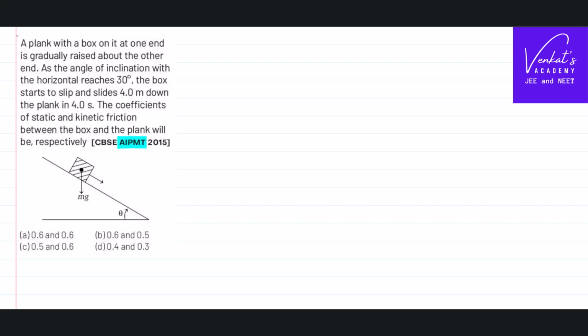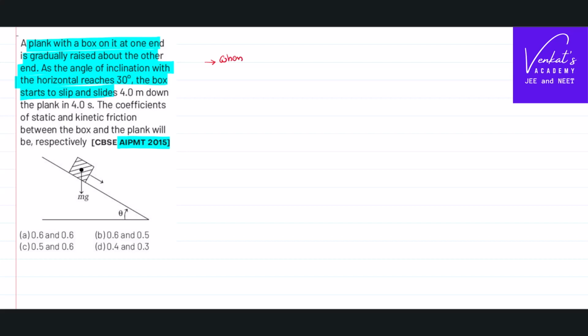This is the AIPMT 2015 question from the chapter Friction. The problem is like this. A plank with a box on one end of it is gradually raised from the other end. At an angle of inclination of 30 degrees with the horizontal, the box starts slipping. Let's think of that part itself first of all, right?